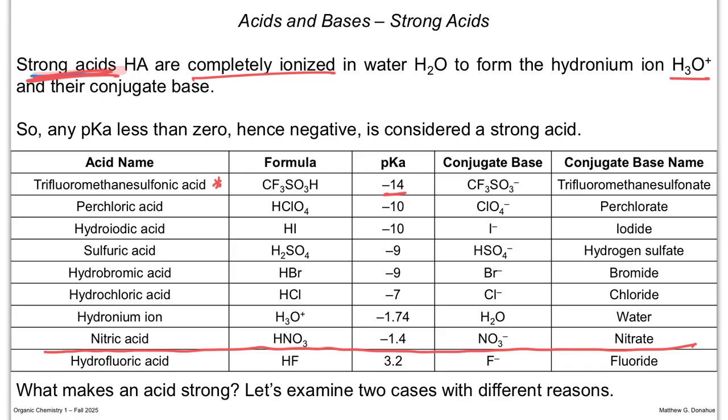So if you want to practice, what you can do is draw these out, the Lewis dot structure, and show them reacting with water to form the conjugate base plus hydronium. So if you want to have a benchmark, hydronium is a good value to remember: -1.74, or if you're ballparking it, just -2 is good enough.